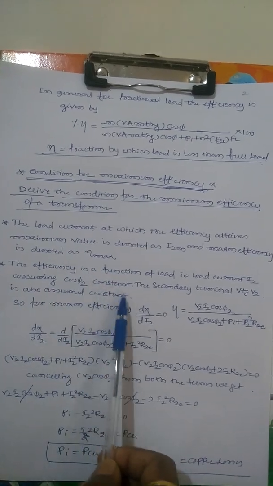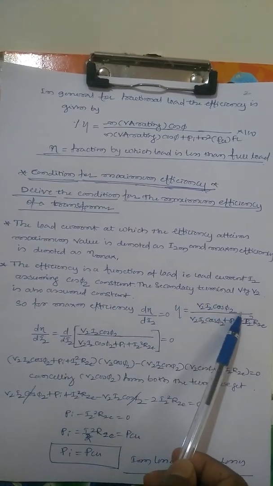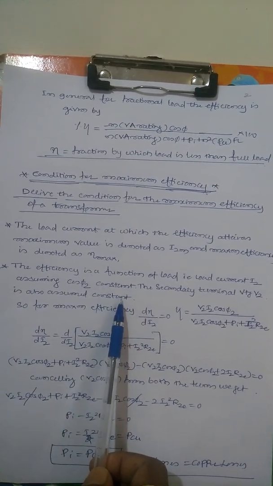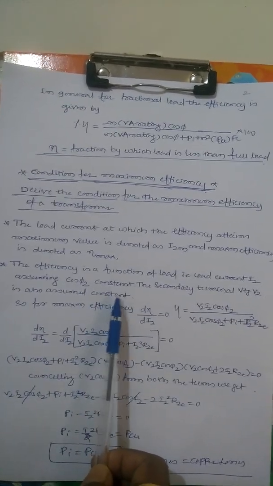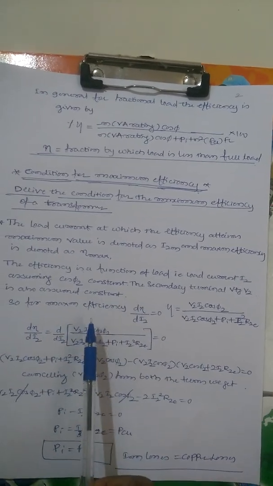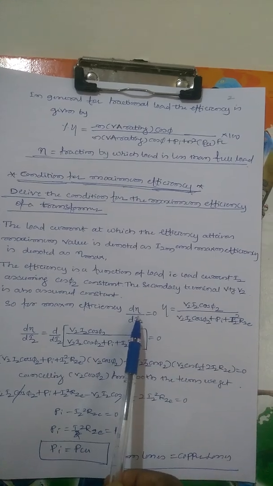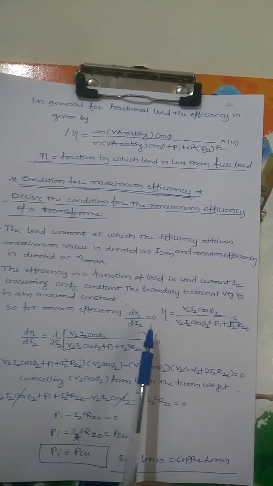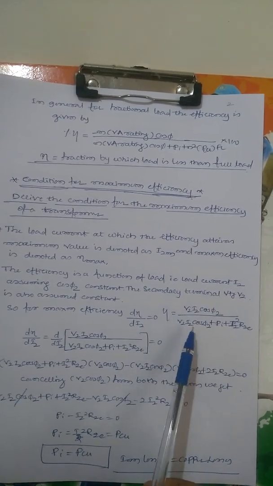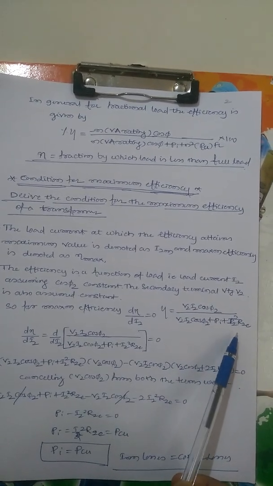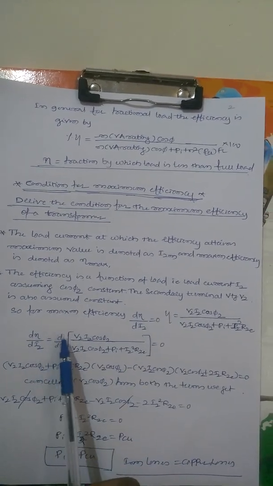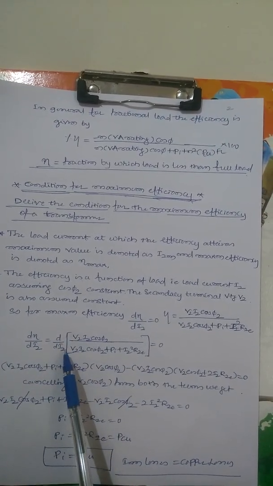That is, efficiency is a function of the load current I2, assuming cos phi 2 is constant. Once cos phi 2 is constant, both the losses will be constant. The secondary terminal voltage V2 is also assumed constant. So for maximum efficiency, differentiating eta with respect to I2 equals 0. That is eta equals V2 I2 cos phi 2 divided by V2 I2 cos phi 2 plus iron loss Pi plus copper loss on the secondary side, I2 square R2E. That is, just differentiating d eta by dI2.